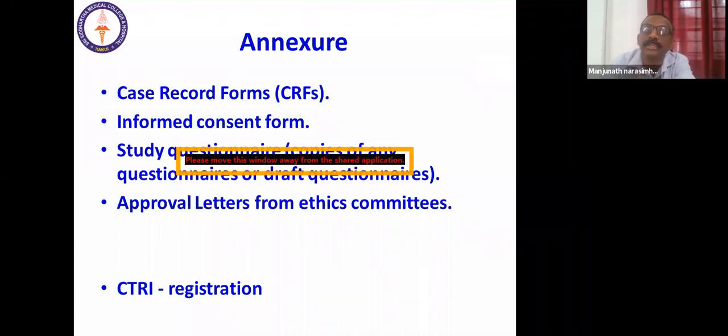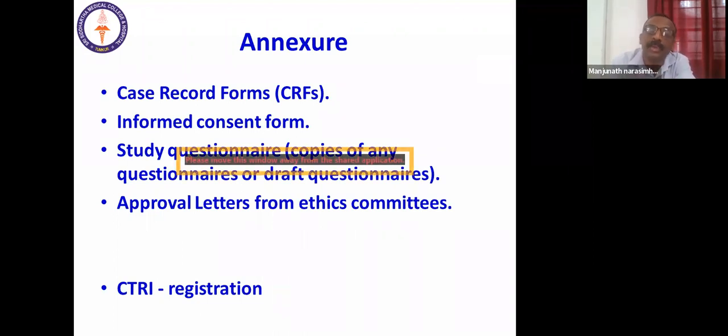So you have to see that the informed consent form is prepared, and better to give it in the local language form. If it is Karnataka, Kannada; if it is Tamil Nadu, you should also give it in the local language form. Both have to be there. Okay, so both have to be translated properly by a translator. Next is if you are using any instrument, study questionnaires. Okay, so a copy of that questionnaire or instrument which you are going to use has to be attached.